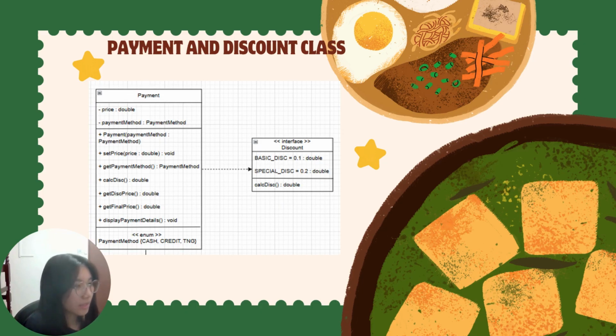Next, we have the payment and the discount class. In the payment class, we have two attributes, which is a price and a payment method. Payment method is from another enum class that has the values of cash, credit, and also Touch 'n Go. Inside the payment class, we have the constructors, the getter, and setter. So calculate discount is used to calculate the discounted price, and we have the get final price that will return the price that is subtracted with the discount price. So this payment class will implement a discount interface. In the discount interface, we have the basic discount that will be applied if you spend more than 25 ringgit, and another special discount that will apply if you spend more than 15 ringgit. And we have a calculate discount to calculate the discount price.